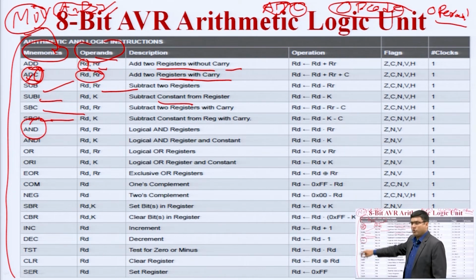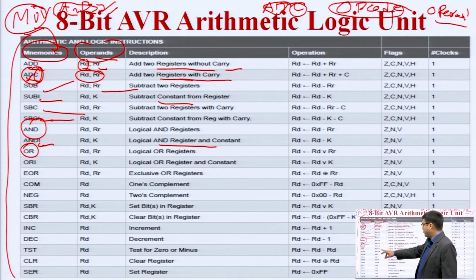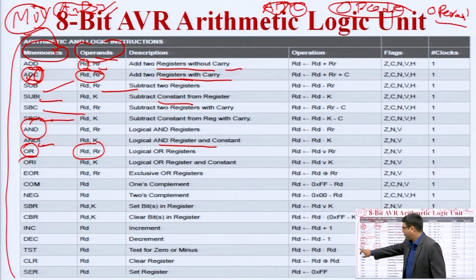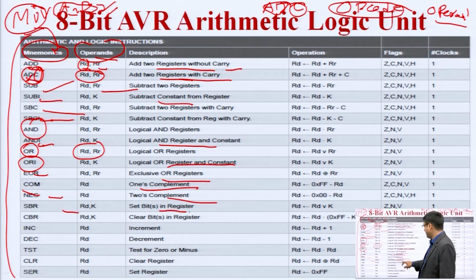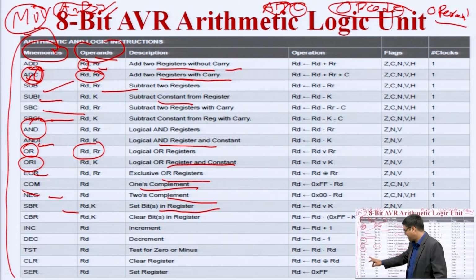AND operations, we are doing logical AND of register and constant. I is representing the constant, I means immediate value. Okay. OR operations, we are doing OR operation between two registers, OR with constant. Okay. EOR means exclusive OR of registers, COM means one's complement, NEG means two's complement, SBR means set bit in register. Set means it has a value of 1. We are setting the things here. It should be high. CBR means clear the bits.